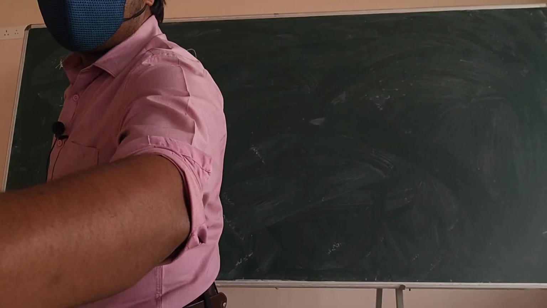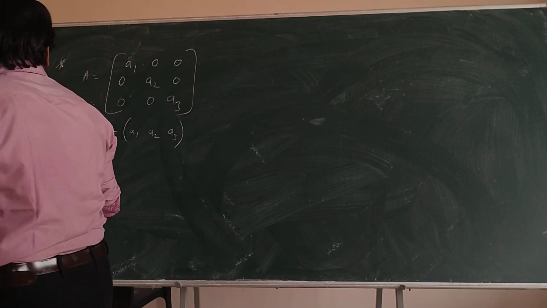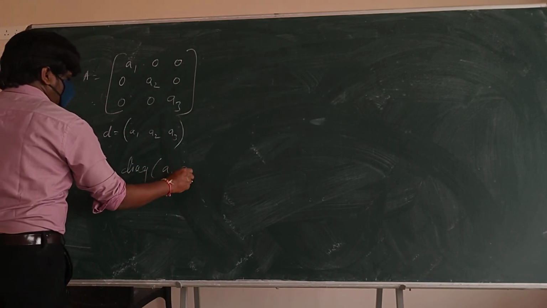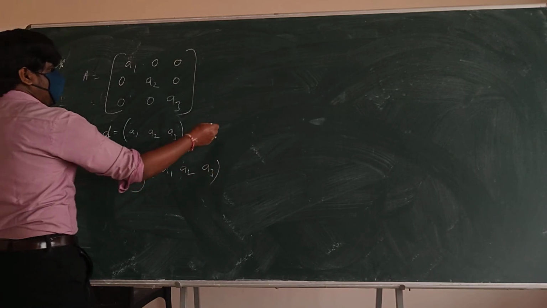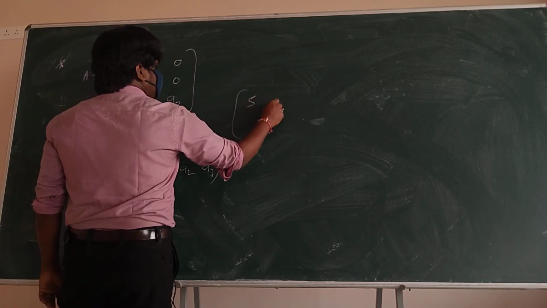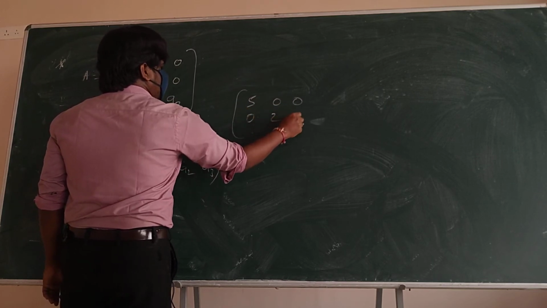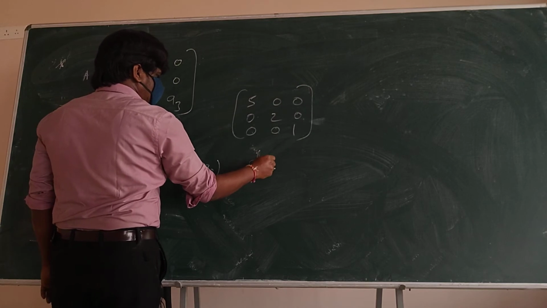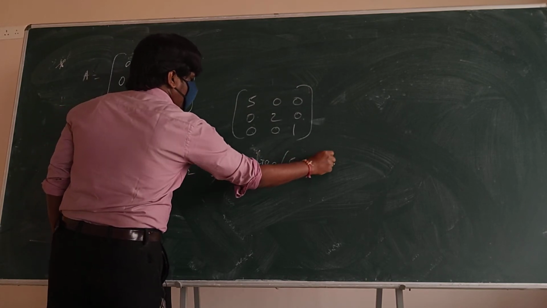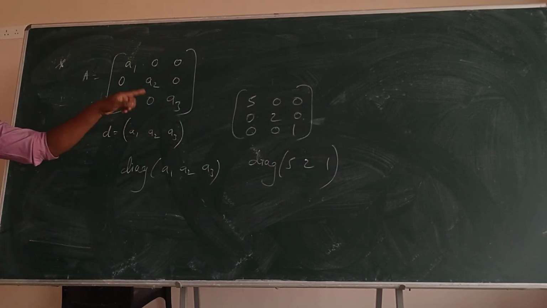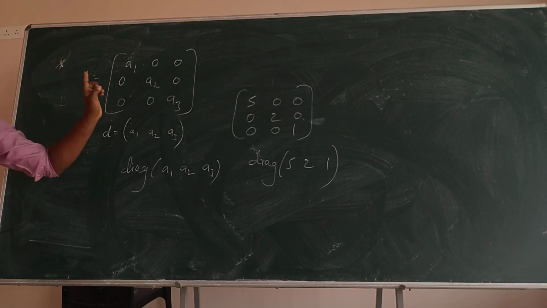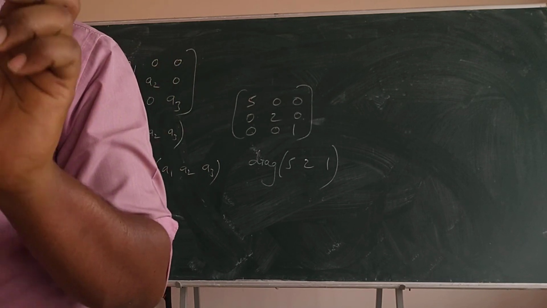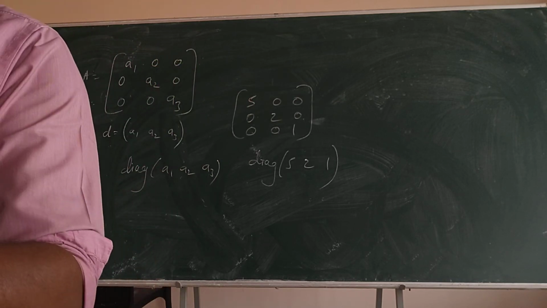They write diagonal A1 A2 A3 like this. Suppose you have a matrix like 5 0 0, 0 2 0, 0 0 1. This matrix they write as diagonal 5 2 1. So the meaning of both is the same. Is it clear? In future I will explain sums on this. Just now I am explaining definitions.